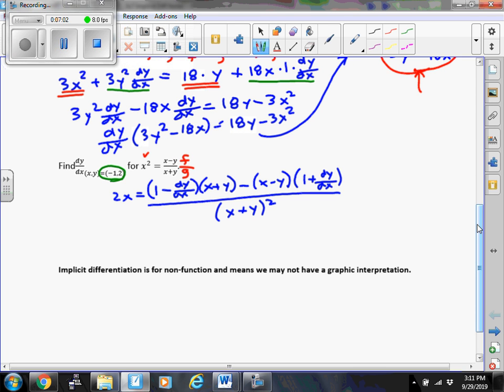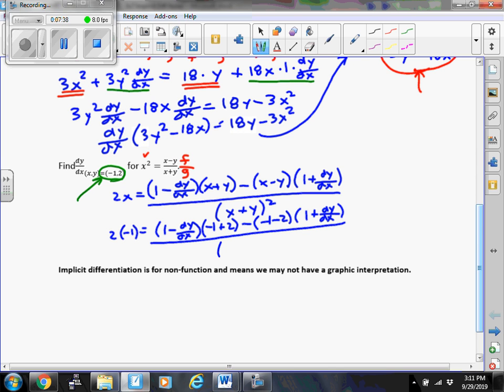Okay, this would be really ugly to try to solve for dy over dx. It'd take about 5-6 steps, and there's a lot of ways to make mistakes. But the beauty of it here is it gave me numbers, which means I could plug in x and y and solve for dy over dx with numbers in it. So let's evaluate that now. 2 times -1 equals 1 subtract dy over dx times 1 minus 1 plus 2 minus -1 minus 2, 1 plus dy over dx. Right now I'm just copying and filling in my numbers. And then -1 plus 2 squared.